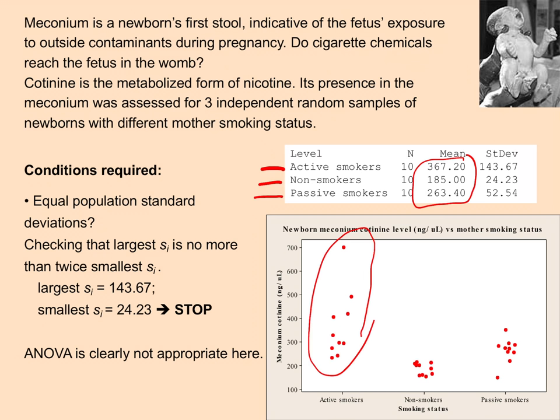Look at the individual value plot, and you see the problem right there. There's just so much variation in the active smokers group. Maybe if we go back and remove that one as an outlier, if you can justify that, that might make this better. Maybe you collect more data over here and get a few more data points in this group up here. That might even it out. But as it is, with these standard deviations, we cannot do this test. Okay, ANOVA just is not appropriate in this example.